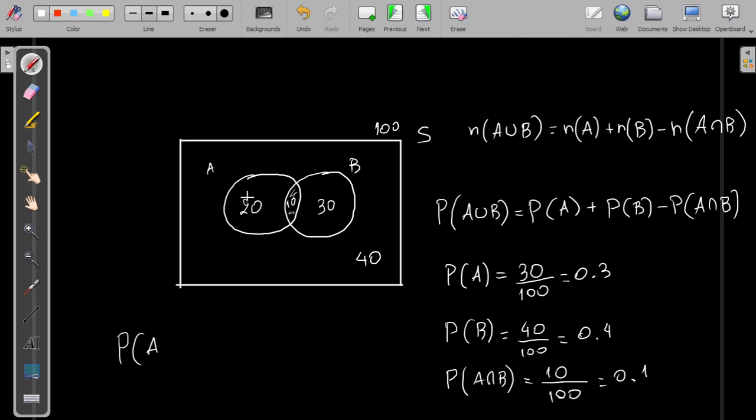So how much is my probability of the union? What's the probability of selecting A or B? It is the probability of A, which is 0.3, plus B, 0.4, minus, now you see I selected 10 two times, so I must remove the probability of the intersection, which is 0.1. So the probability is 0.6.